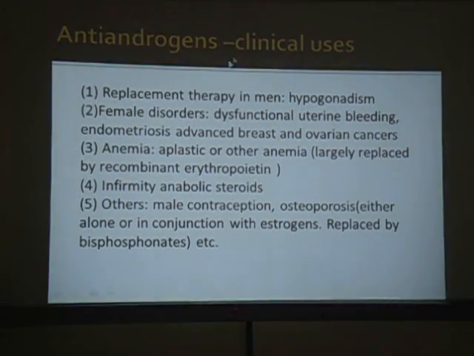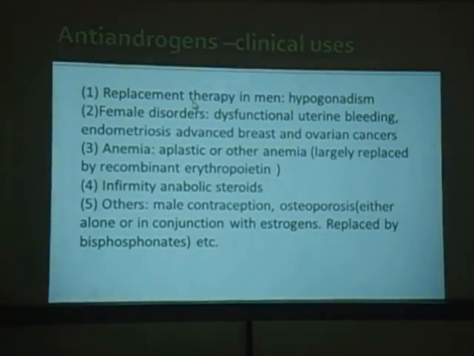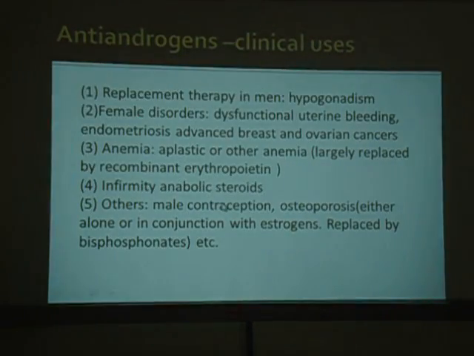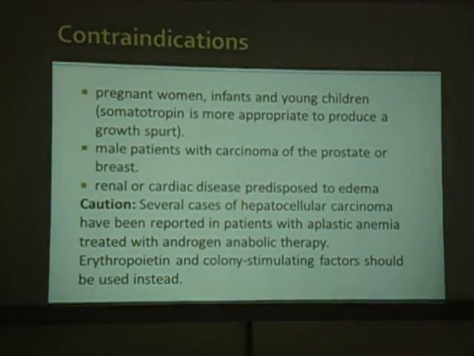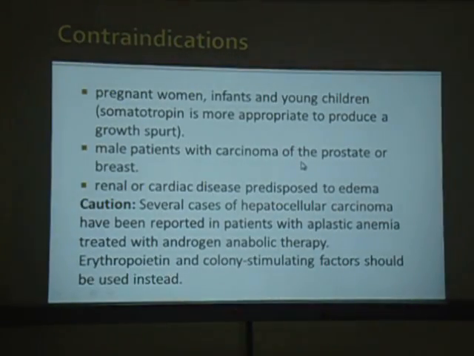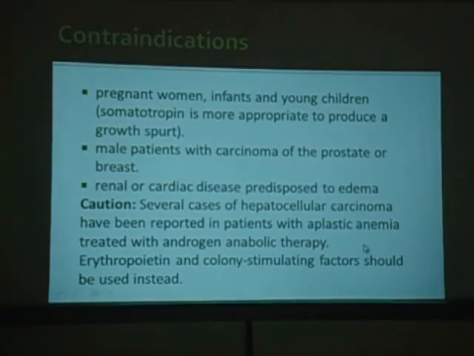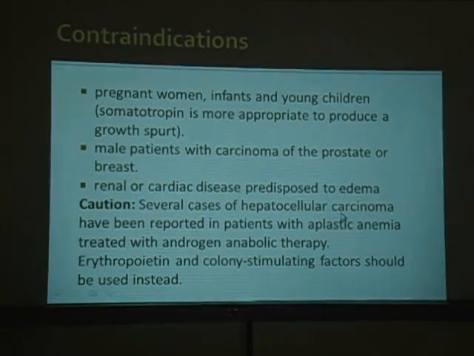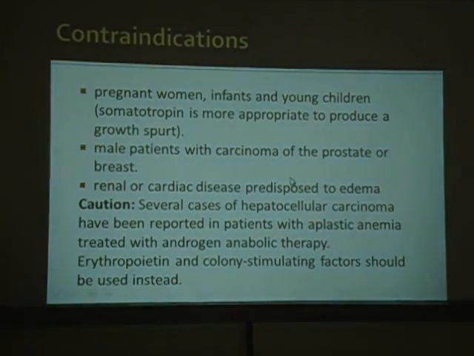So this is just a summarization. Replacement in hypogonadism, female disorders, dysfunctional uterine bleeding, anemia, infirmity, anabolic steroids, male contraception, osteoporosis, all these are there. Contraindication, it should not be used in pregnant women, infants and young children. Male breast cancers, we cannot use this, and also cancer of the prostate, we cannot use the agonistic group of drug. And after prolonged use, they have found that as they are hepatically metabolized, there can be hepatocellular carcinomas.